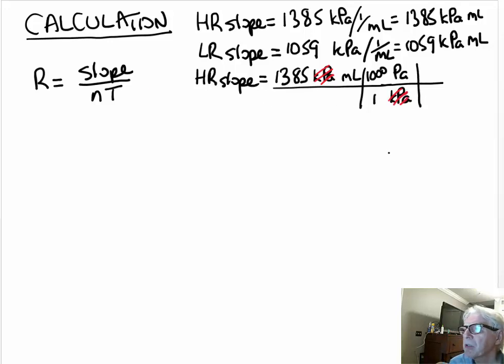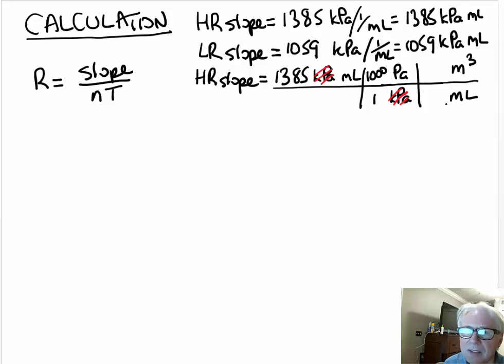And then I say, oh, but I'm still in milliliters. And I want to go to SI units. So I want to be in cubic meters. And I remember that a milliliter is 1 cubic centimeter, which is 1 centimeter by 1 centimeter by 1 centimeter. So I want to get rid of milliliters and I want to have meters cubed.